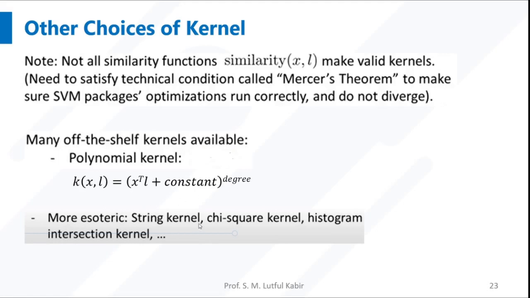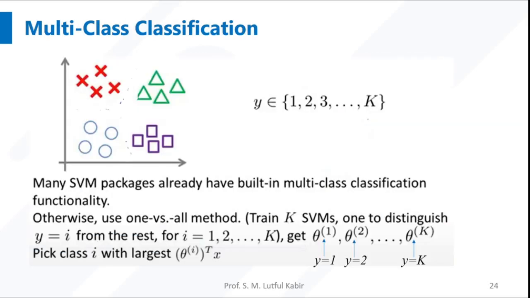And there are other kernels like string kernel, chi-square kernel, histogram intersection kernel, etc. We are not covering all other kernels. If you are an expert in one kernel and you know the theory for the others, you can easily apply that. So this is the discussion for multi-class classification.